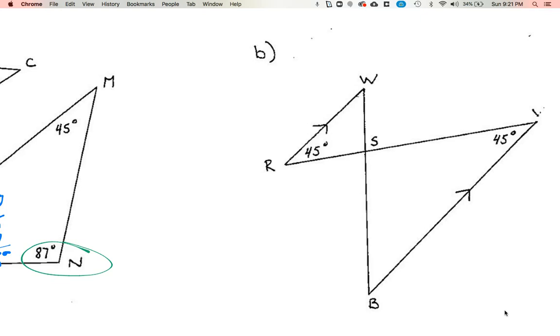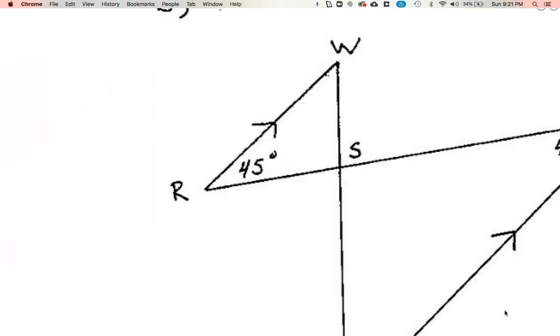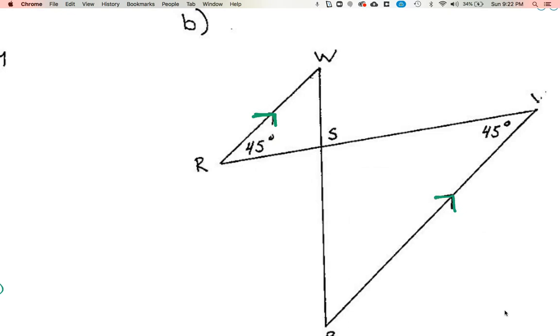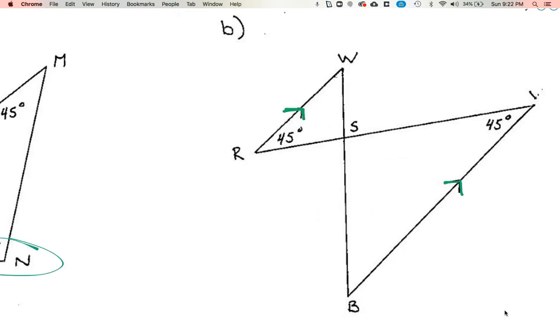All right, B. Something that should jump out at us is these two markings. Remember, these markings tell us that the lines are parallel. Also, I have R is 45 and I think V is 45. So angle R is congruent to angle V.